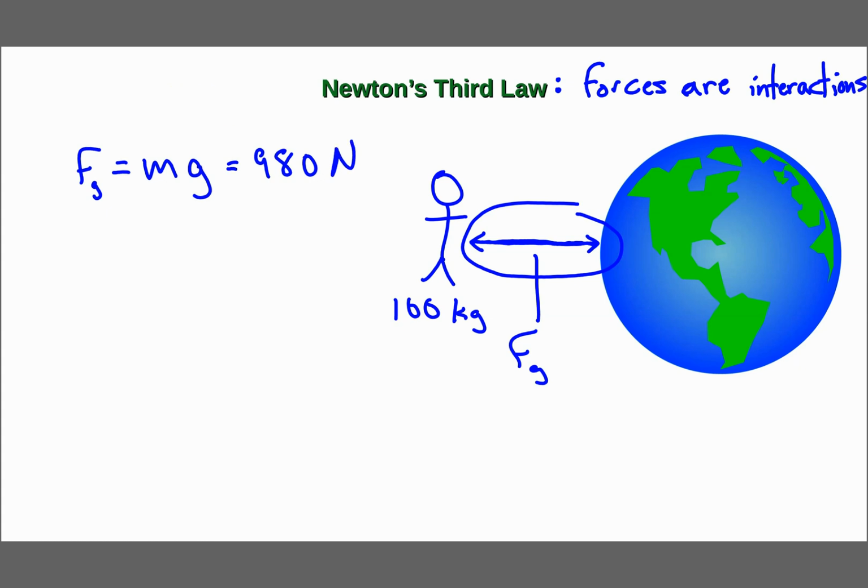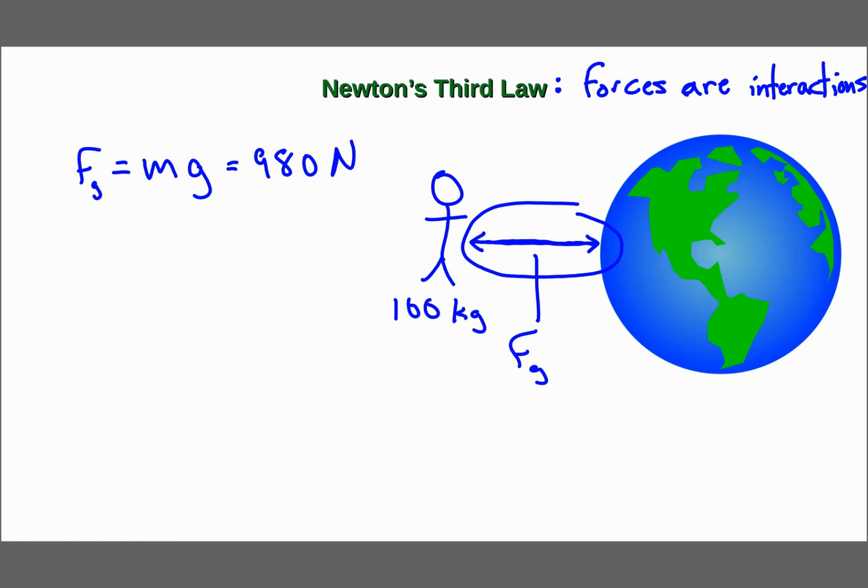But Newton's third law tells us that this is the magnitude of an interaction. So the Earth pulls on me with a force of 980 newtons, and I pull on the Earth with a force of 980 newtons. That's the strength of this interaction. So if we're pulling on each other with this same magnitude, why am I moving a lot and we know that the Earth really isn't moving at all?